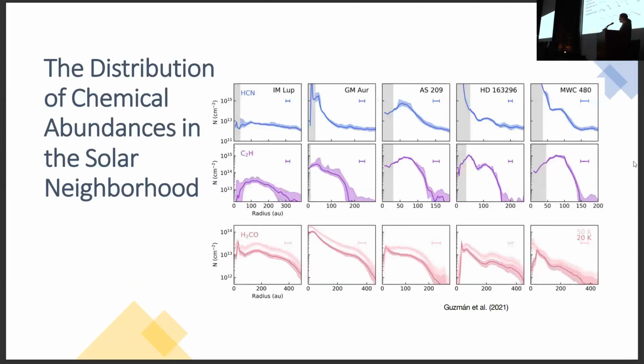Now, we need to know something about the disk where the planet formed if we want to make this type of conclusions. And here's just an example of how abundances in disks that we can actually observe in the solar neighborhood change. So you have different carbon, different nitrogen, different oxygen abundances in different disks.